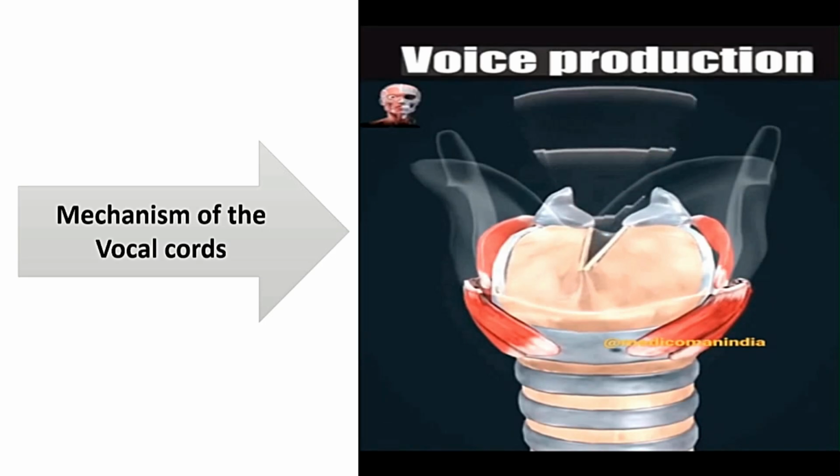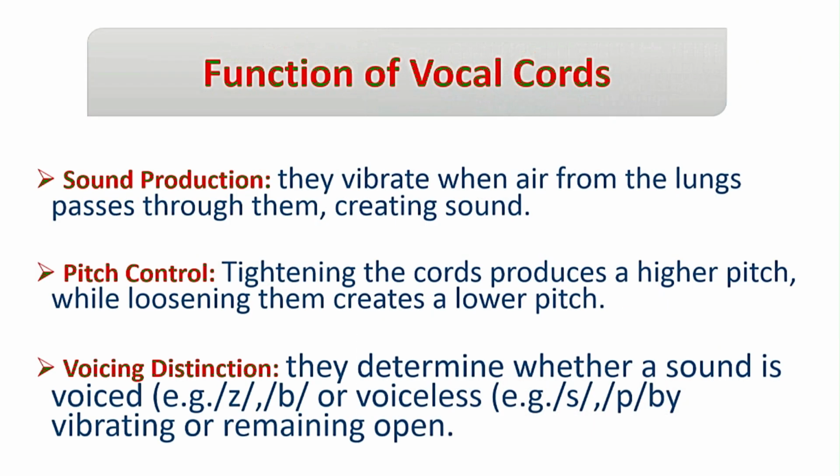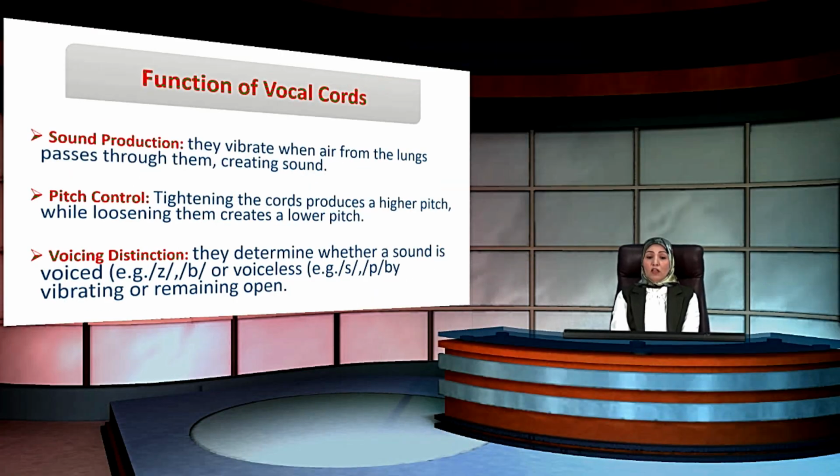So, the functions of the vocal cords. The first one, sound production. They vibrate when air from the lungs passes through them, creating sound. Pitch control. Tightening the cords produces a higher pitch, while loosening them creates a lower pitch. Voicing distinction. They determine whether a sound is voiced like Z or voiceless like S by vibrating or remaining open.